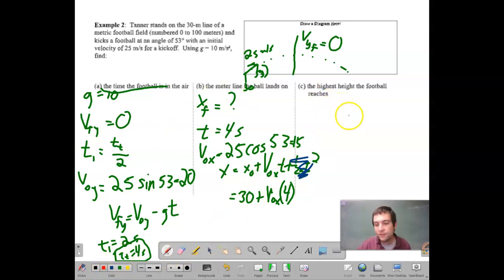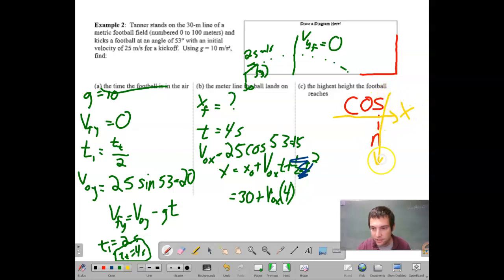Little side note here, a bonus. If you're dealing with a situation where y is exactly vertical and x is exactly horizontal, you can use a little trick to remember, am I supposed to use cosine or sine? If you write cosine like this, and then sine like this, cosine on the x and sine on the y. Maybe that helps, maybe it doesn't.